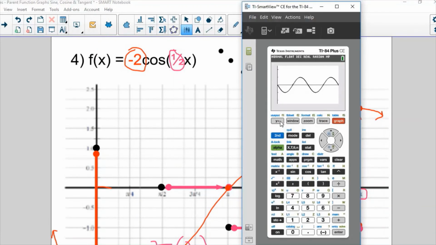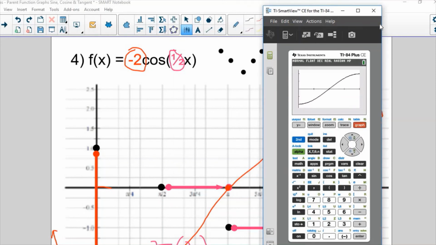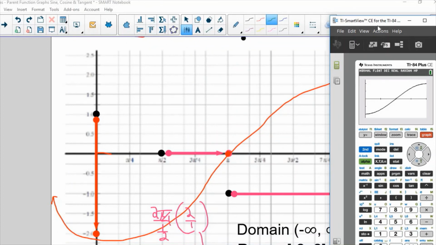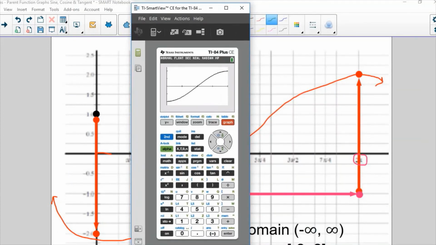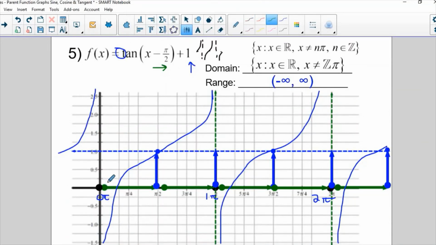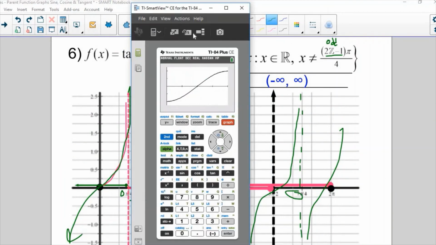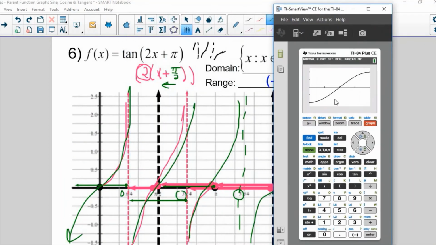So when I look at the cosine one, here we go. I have negative 2 cosine of 1/2 x. Okay, I graph that. As you can see, it looks just like what we have, but mine's red and theirs is black. So let's take a look at that tangent one. It's a little more interesting, the one that overlapped itself. And we'll type it in both ways so you can see it overlapping on the calculator.